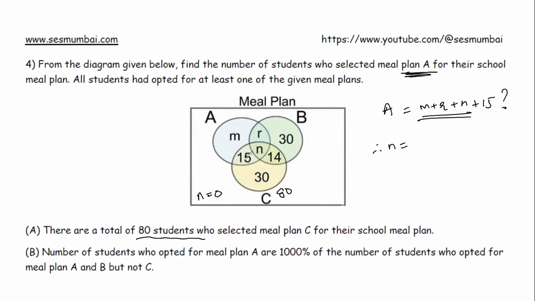N plus 29 plus 30. So N plus 59. N plus 59 is 80, right? If you look at this circle, N plus 15 plus 14 plus 30 is equal to 80. So N is equal to 80 minus 59, because this is 29, 30, 59. So N is 21. So we come to know N from the first statement, correct?